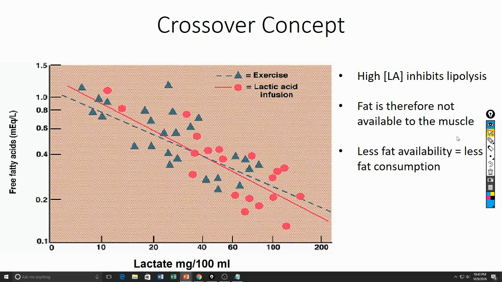If I'm producing high amounts of lactic acid, well, lactic acid actually has an inhibitory effect on lipolysis. Remembering back again, lipolysis is the process of breaking down triglycerides. If I have fat stored in adipose cells around my body, in order for me to break those fat cells up and release fatty acids, that's the process of lipolysis. I need to break the triglycerides.